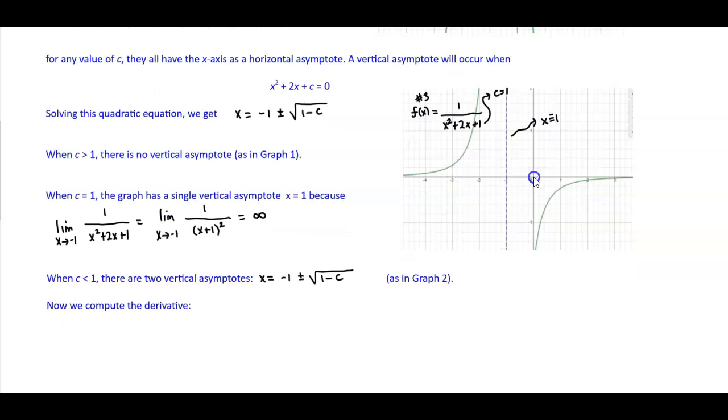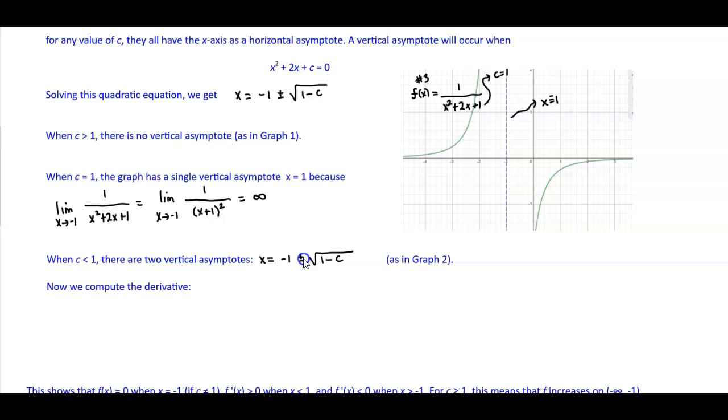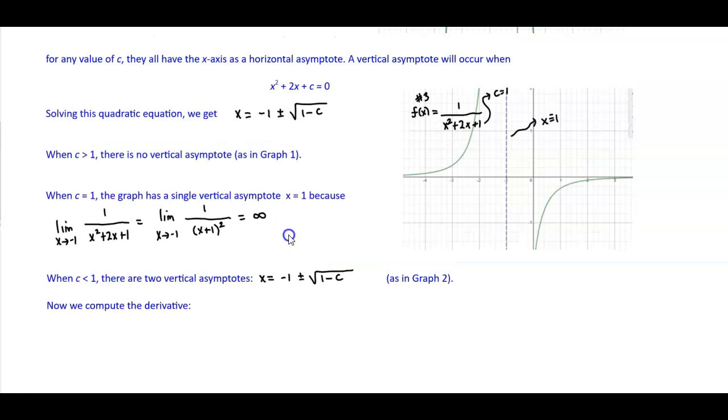Now what we want to do is compute the derivative. If we want to compute the derivative of this function, let's go ahead and write out the original function. We know that the original function is the following.